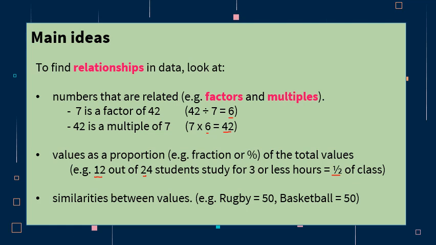And lastly, you might just want to look at similarities between values as well. So for example, with our sporting one, 50 people liked rugby, but also 50 people liked basketball. So there was a relationship there.